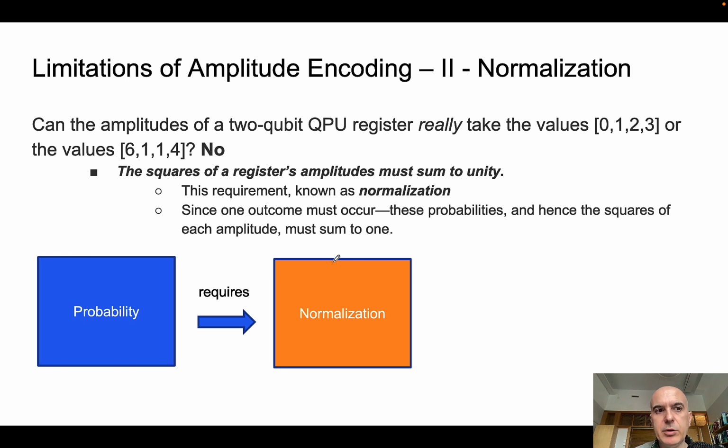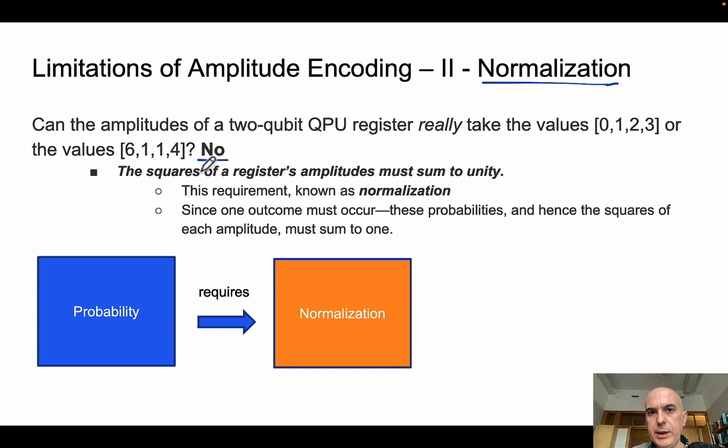So what is the second issue? Well, you probably realize already at this point that the values that we can encode within this amplitude encoding must be normalized, right? Because this is the amplitude of a quantum state, so these must be normalized. So the question is, can the amplitude of a 2-qubit register really take the values of 0, 1, 2, 3, or 6, 1, 1, 4? Well, the answer is no, because these values must be normalized.